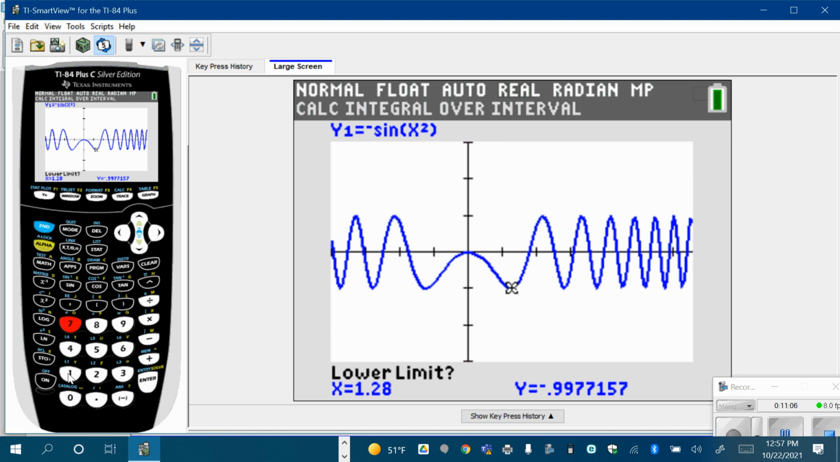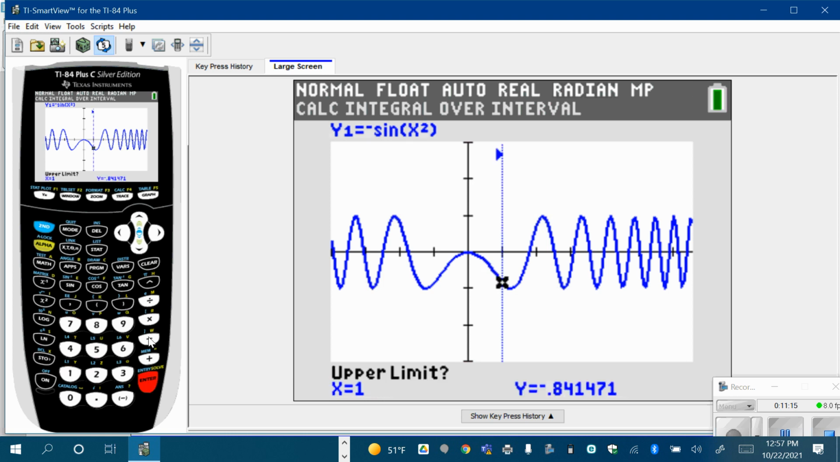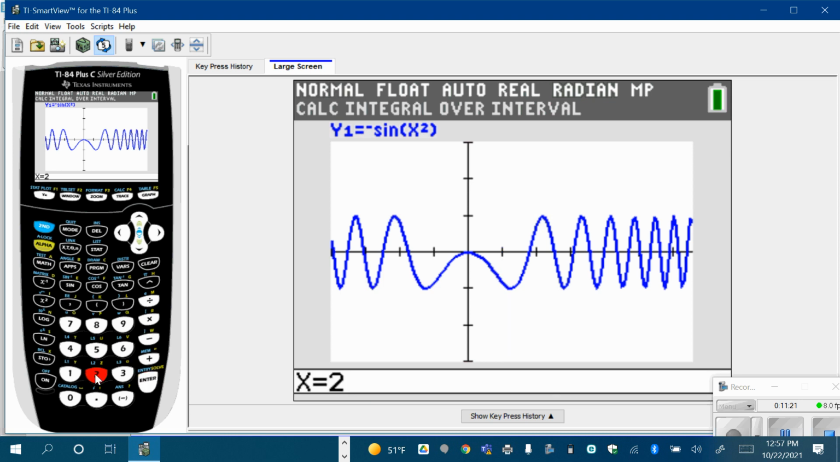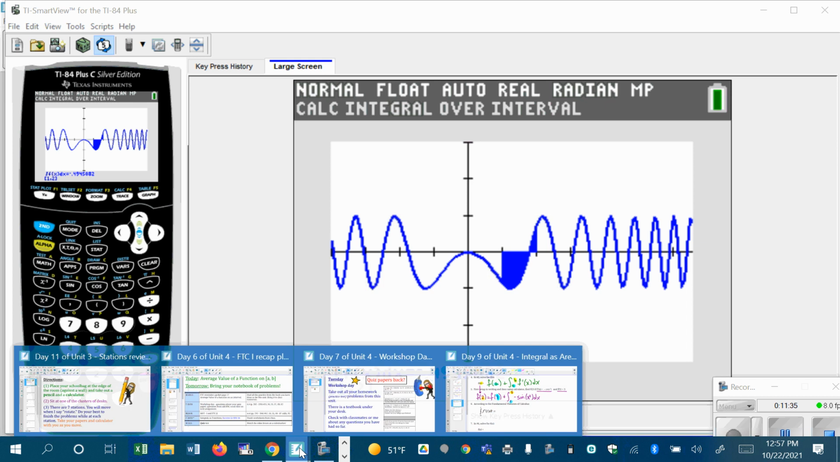It's going to ask me some questions. So I want my lower limit, they call it, or lower bound, I would call it, to be 1. So I'm just typing a 1. And I want my upper limit, what I would call an upper bound, I would like that to be 2. So I'm just going to type a 2. My calculator will show me this nice visual and give me a value of negative 0.49. I'll round it to negative 0.495.